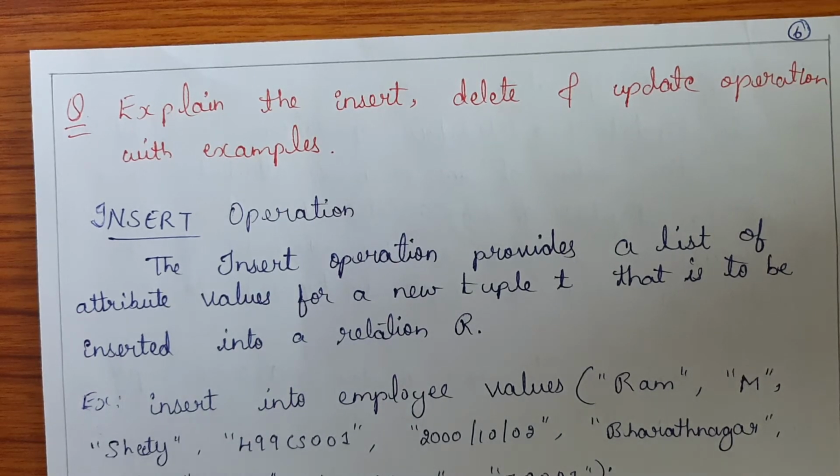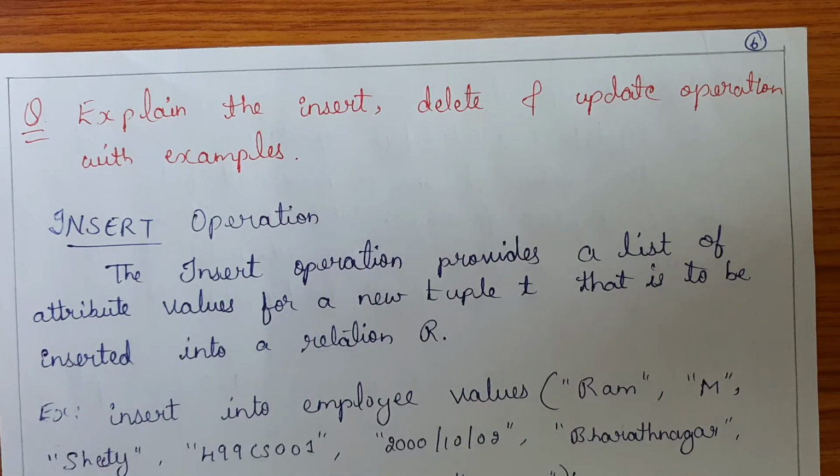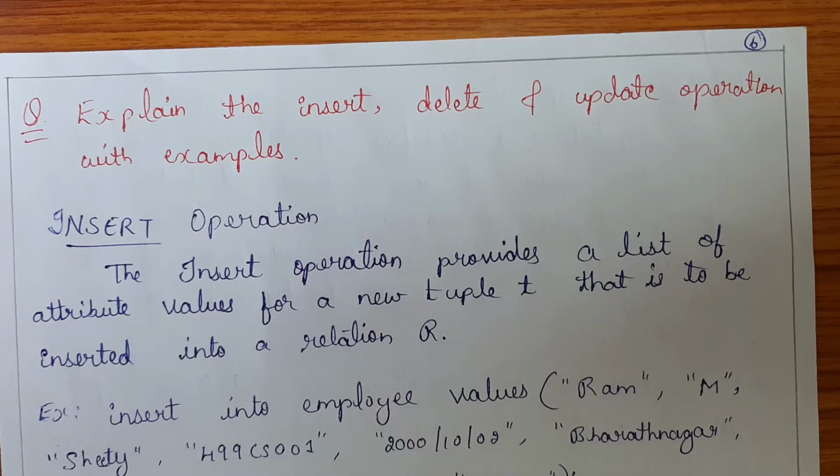We'll move on to the next topic. So till now we already studied relational model concepts, relational model constraints and relational database schemas. So now let us move on to the next topic, that is update operation, transaction and dealing with constraint violations.